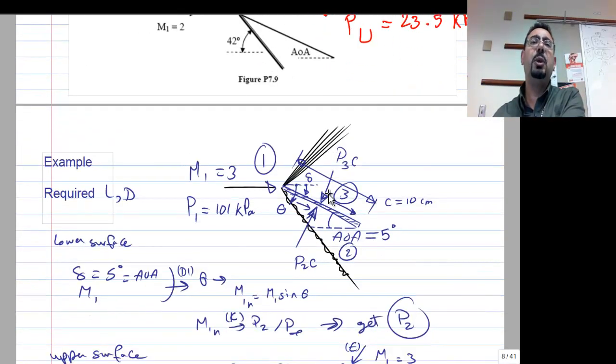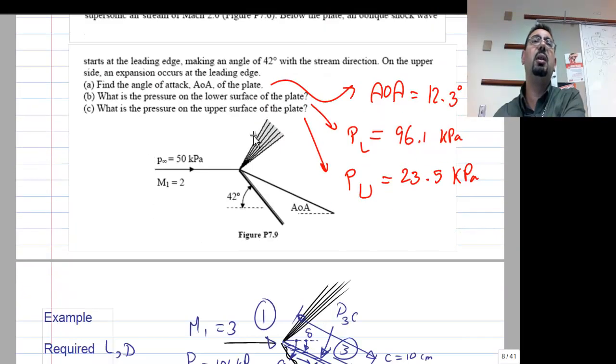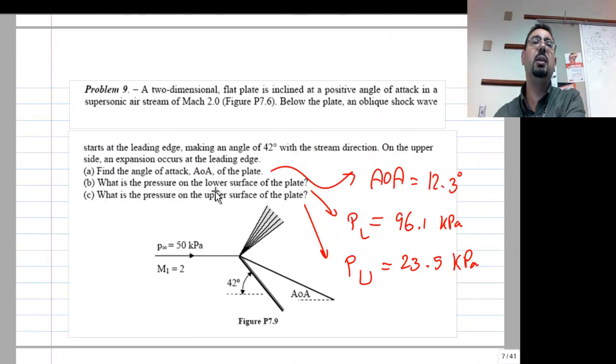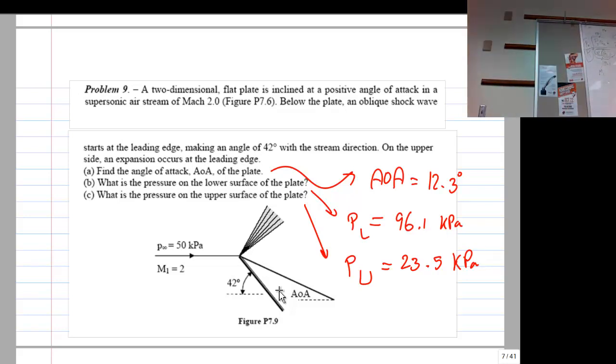After you get those two pressures, for example in problem number 9, for this 2-dimensional plate, find the angle of attack. It gave us the theta and it's asking us for the delta. This angle of attack is the delta for this plate. Can we do that? If we have the M1 and the theta, can we get the delta? And there's actually a really nice equation to get delta straight.